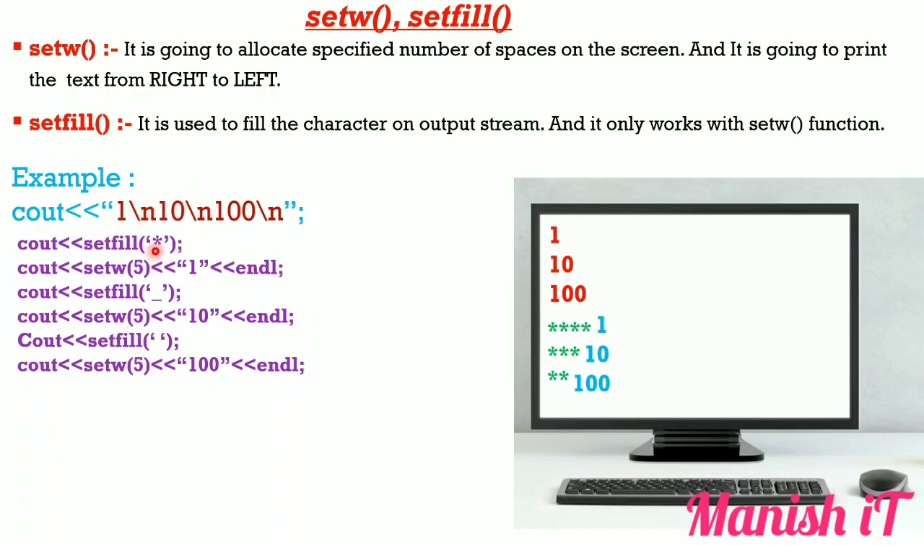See, cout setfill with a star. After this line is executed, our compiler comes to the second line and executes it. setw gives us 5 spaces, and in those 5 spaces, from right to left, the first position is filled with 1 and all the other 4 positions are filled with a star. Simply, it looks like this.